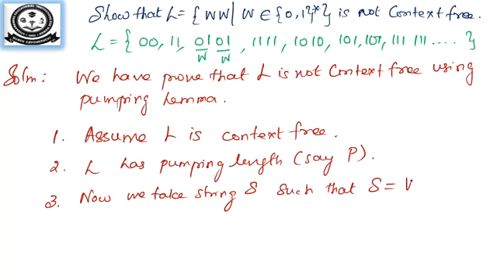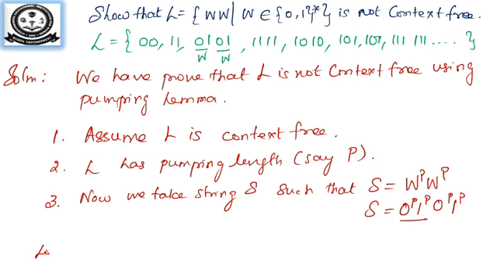S will be equal to WW. So what is W? It is nothing but 0 and 1. So you will have 0^P 1^P 0^P 1^P. The first one is for the first W and the second one is for the second W. So we will take it with the terminal symbol itself.